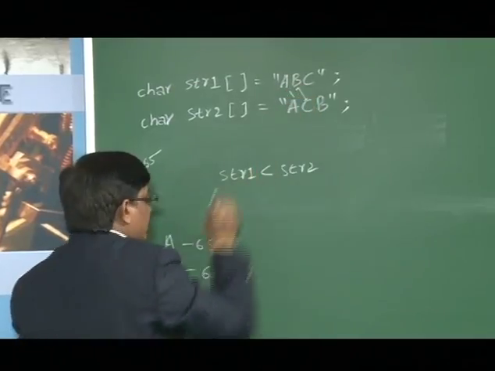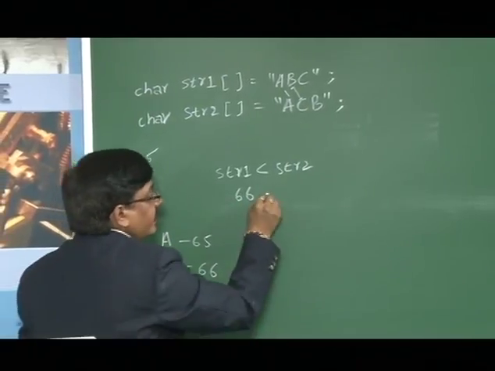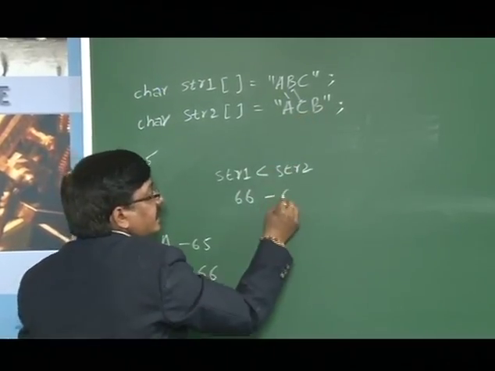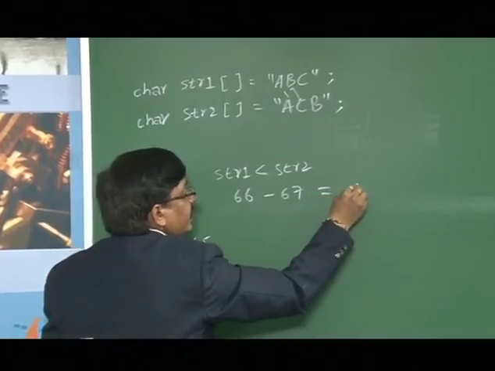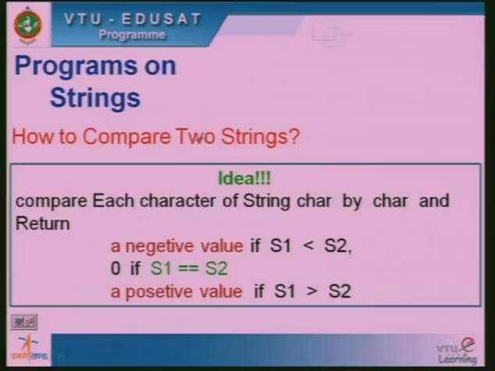second character. What is the ASCII value of B here? 66. Now, minus 67. What is the ASCII value of the character C here? 67. When I do this, what value do I get? Minus 1. So if you look at the logic here, when string 1 is lesser than string 2, then a negative value must be returned. We are taking the ASCII difference and we are returning a negative value.